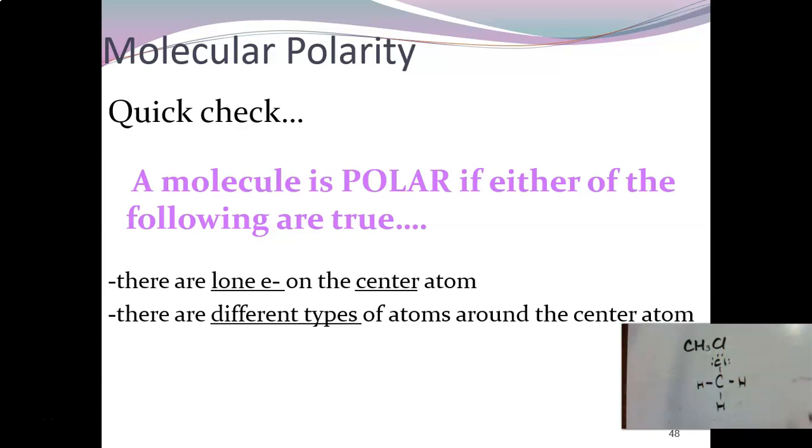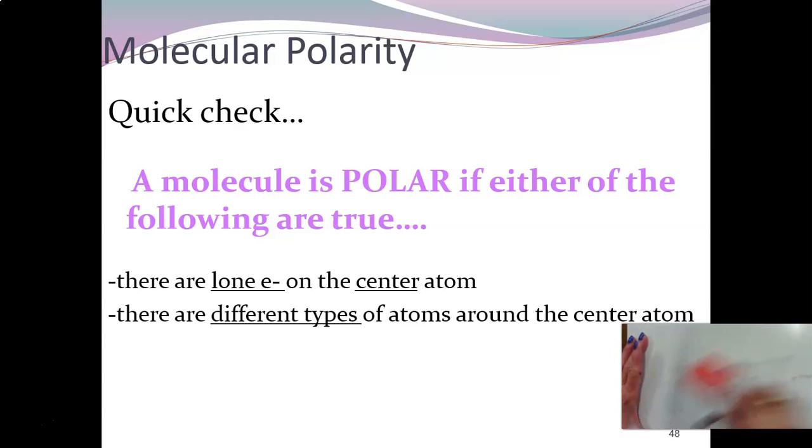There we go. Okay, so in this structure, this is an example of that second check. There are different types of atoms bonded to the center atom. Carbon's the center, and look, there's hydrogen, hydrogen, hydrogen. All three of these are the same, but chlorine's not the same. So there are different atoms bonded to the center atom. Okay, this molecule would be polar.